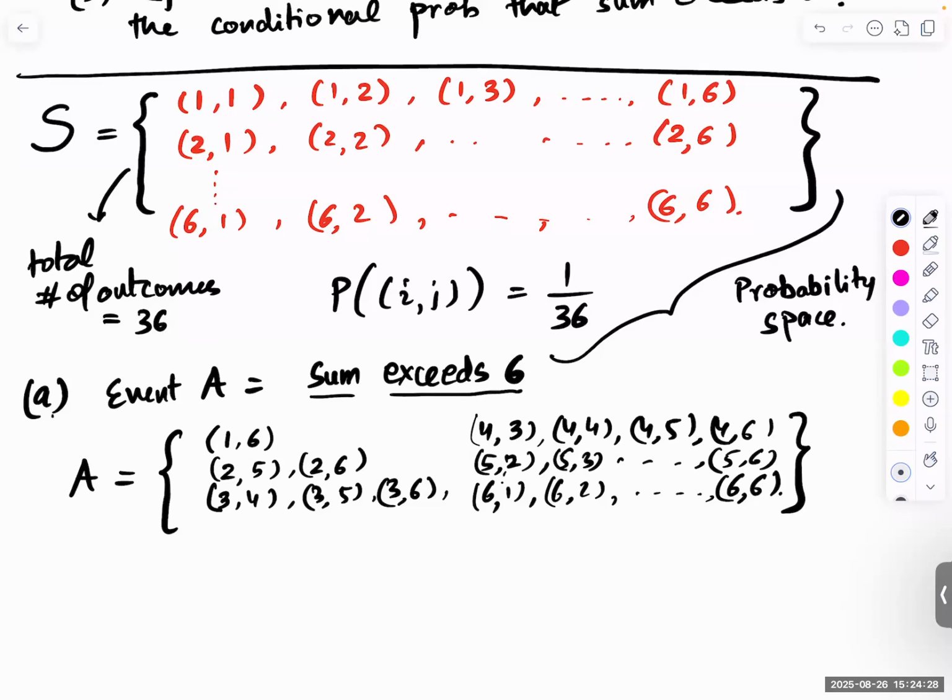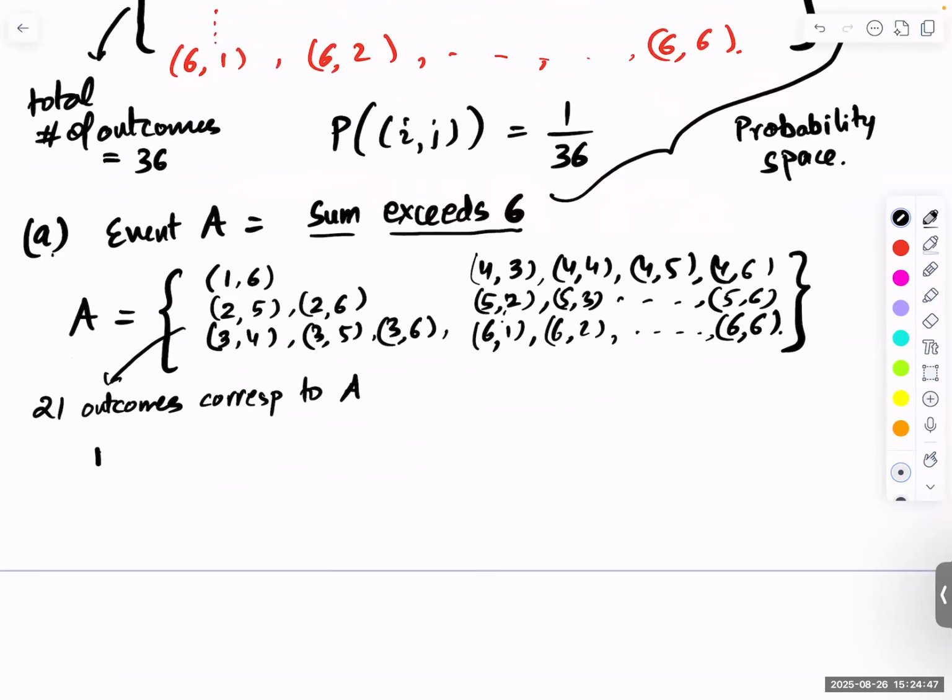How many total number of outcomes are there? The total number of outcomes here for A is 21. Any one of these 21 outcomes correspond to A. If any one of these things happens, my event A is happening. Okay. Now let's write down, what is the probability of A?